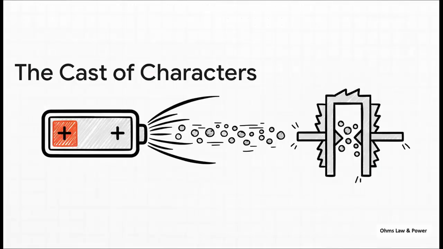So let's put some official names to these ideas. That push or pressure, that's voltage, and we measure it in volts. The flow itself, we call that current, measured in amps. And that thing slowing it down, the opposition, that's resistance, and its unit is ohms. These three are the stars of the show, and they're always interacting in a circle.